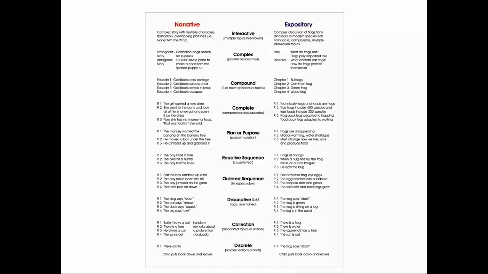However, when we start moving up the ladder a little bit in terms of ordered sequence, first the boy climbed up a hill, the boy rolled down the hill, the boy jumped up on the grass, and then the boy sat down. The action is focusing on the person and what their actions are. First, a mother frog lays eggs. The egg hatches into a tadpole. The tadpole eats and grows. The tail is lost and the back legs grow.